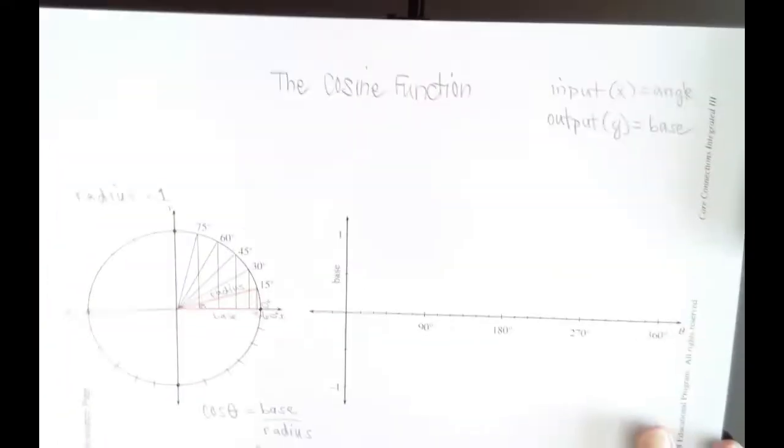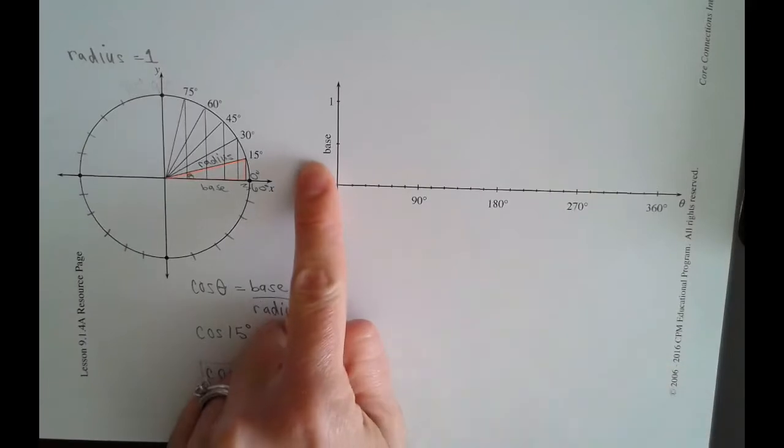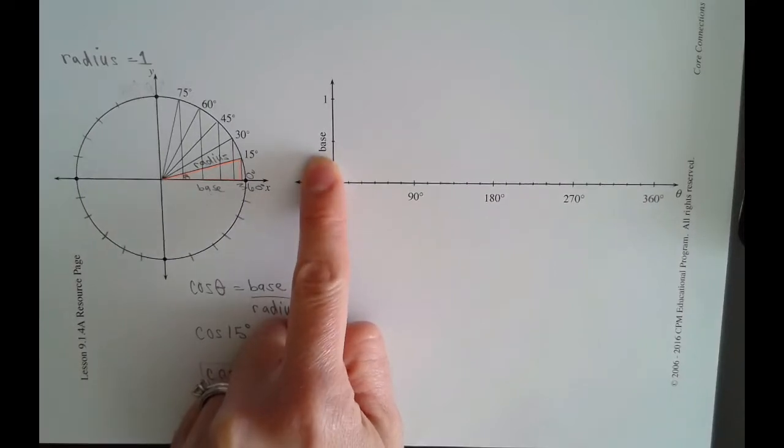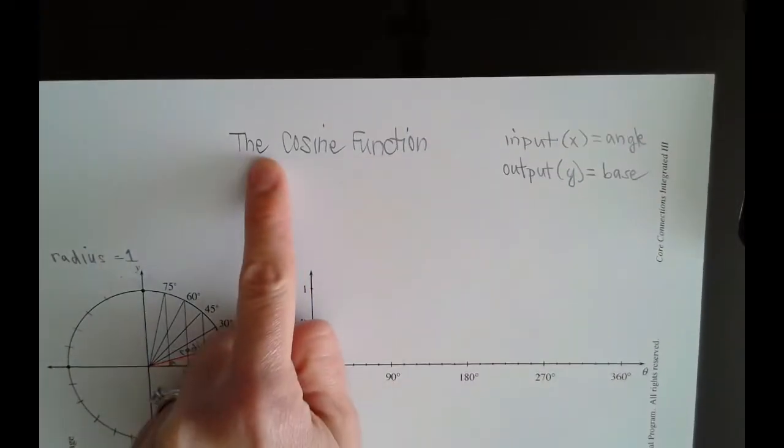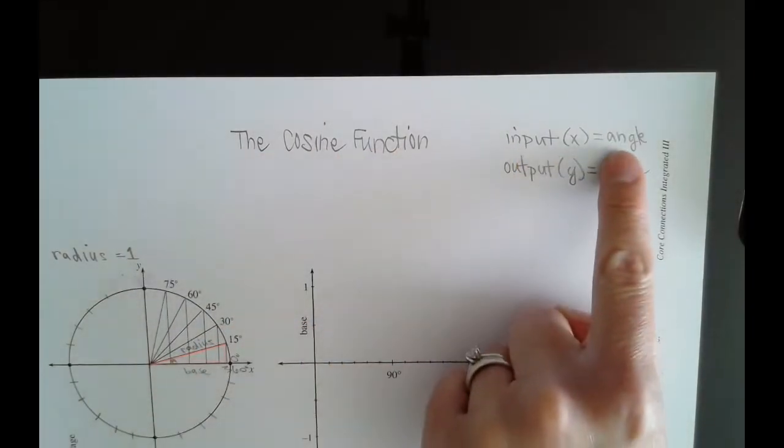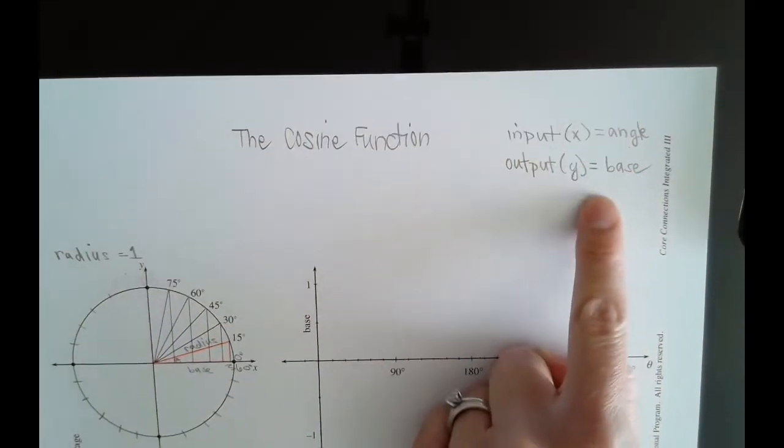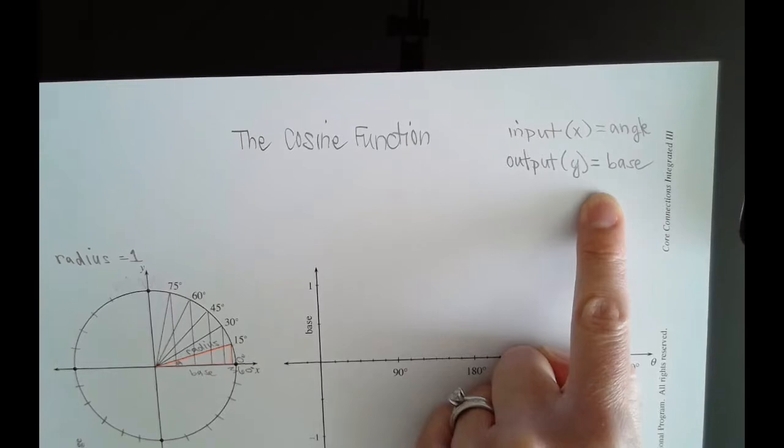We're going to name this worksheet, and let's just pause for a moment, make sure it says base here. If you printed the other one twice, you can always cross out the word height and put base there. Please name this the cosine function. This time, the input is your angle still, but the output now is the base side of the triangle.